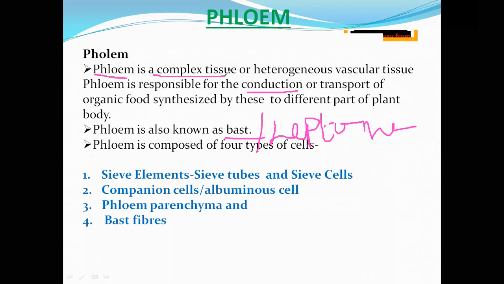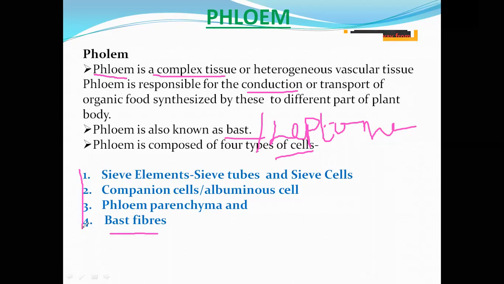Again, this phloem is generally composed of four types of phloem elements or phloem cells. They are sieve elements, which include sieve tubes and sieve cells; companion cells or albuminous cells; third, phloem parenchyma; and fourth, phloem fibers or bast fibers. So these are the four main elements which are there in this phloem.